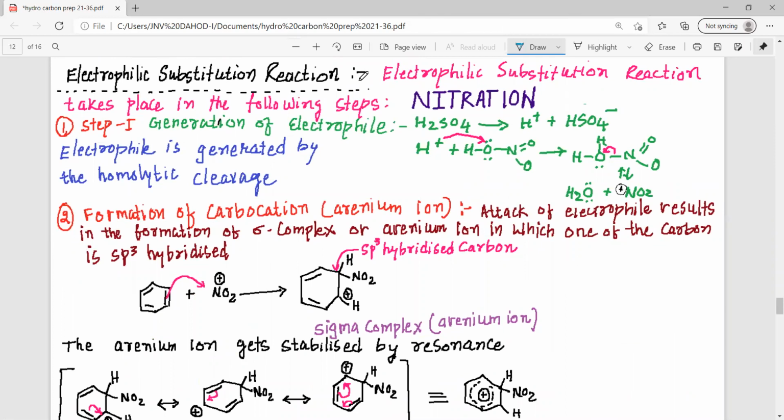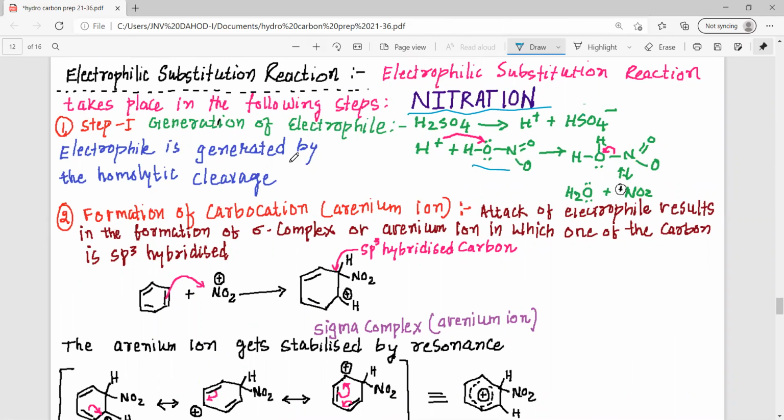The first thing that we want to study about is known as nitration, my dear students. So here you can see we have nitration to study about. Nitration is an electrophilic substitution reaction. In the first step of nitration, generation of electrophile takes place. For nitration, we use concentrated sulfuric acid and concentrated nitric acid.